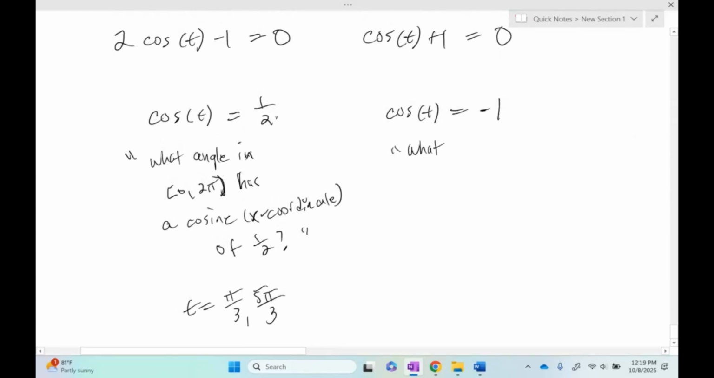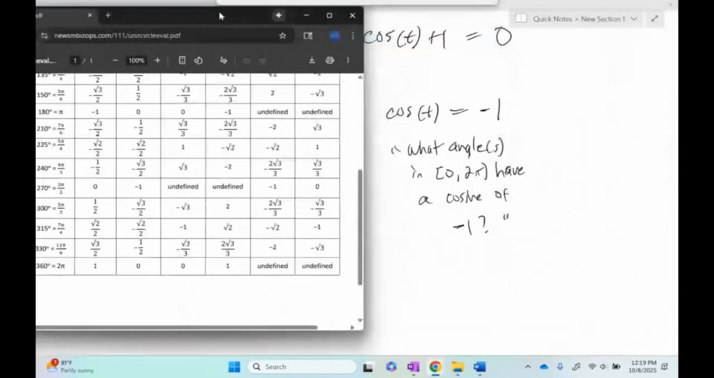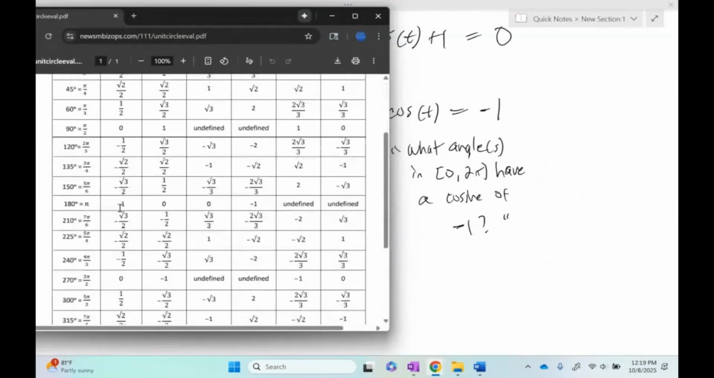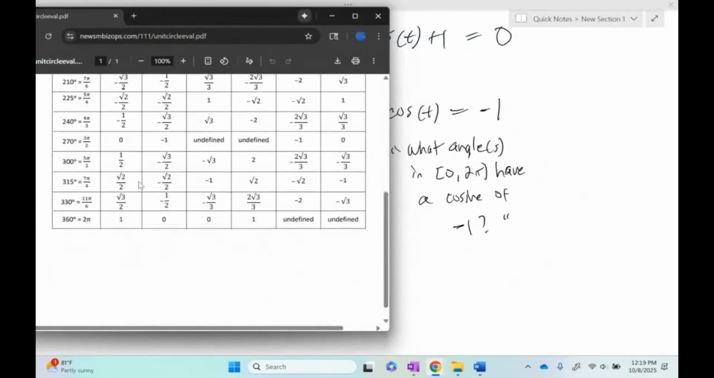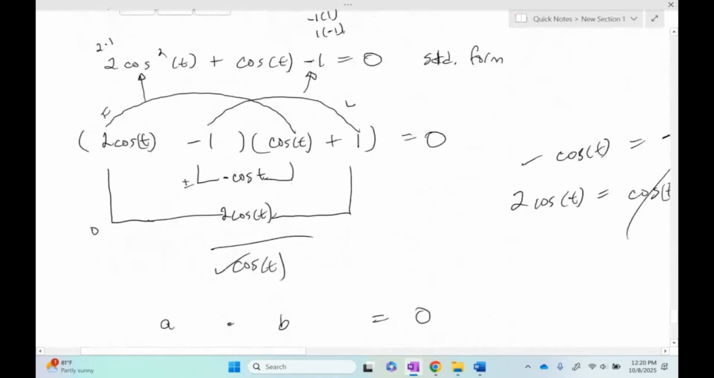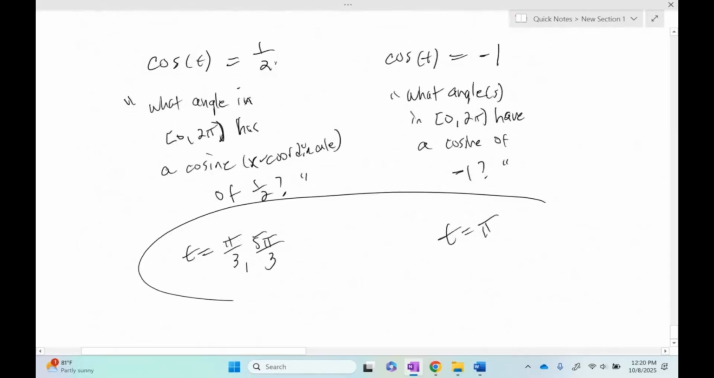And what angle or angles in 0 to 2 pi have a cosine of -1? Here again, the cosine is the first column, and -1 is pi only. So my three values are pi, and notice how they give us three blanks: pi, 5 pi over 3, and pi.